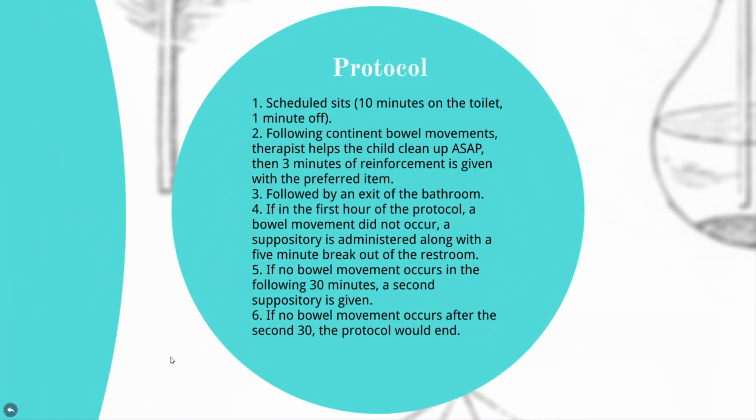Now we have the actual protocol of what this would look like. So this protocol would be used both in a clinic and home setting. You see that the first step is scheduled sits, so you have 10 minutes on the toilet and 1 minute off. Following bowel movements, the therapist helps the child clean up as soon as possible. Then 3 minutes of reinforcement is given with the preferred item, which you identify through the preference assessment, followed by an exit of the bathroom.